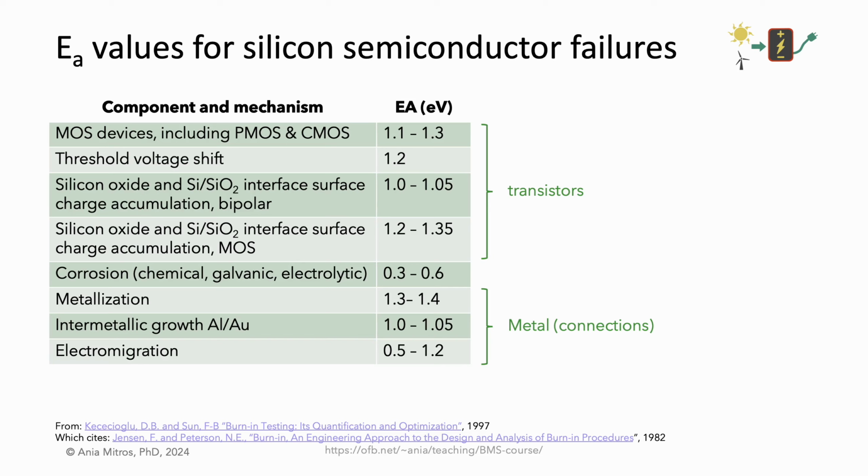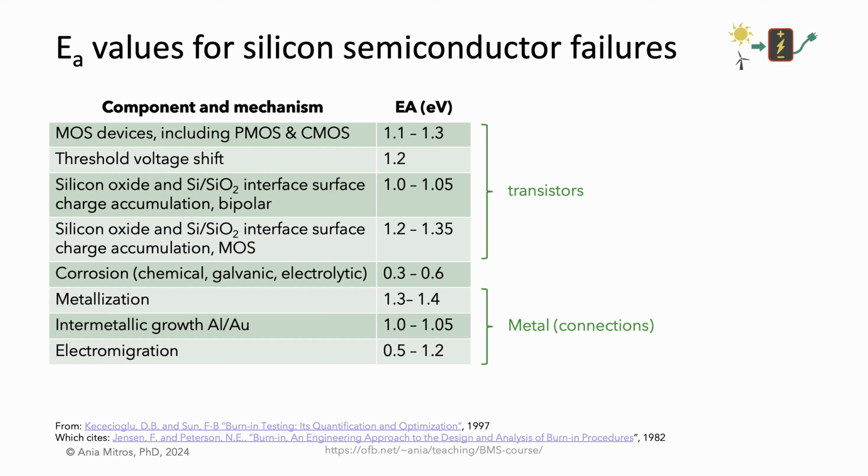AEC-Q100 applies to chips or integrated circuits. So, let's look at activation energy values for some on-chip failure mechanisms. This is a table of some types of failures that can affect semiconductors. The top few lines are failures related to on-chip transistors. The bottom lines relate to metal traces, which make the connections between the transistors on the chip.